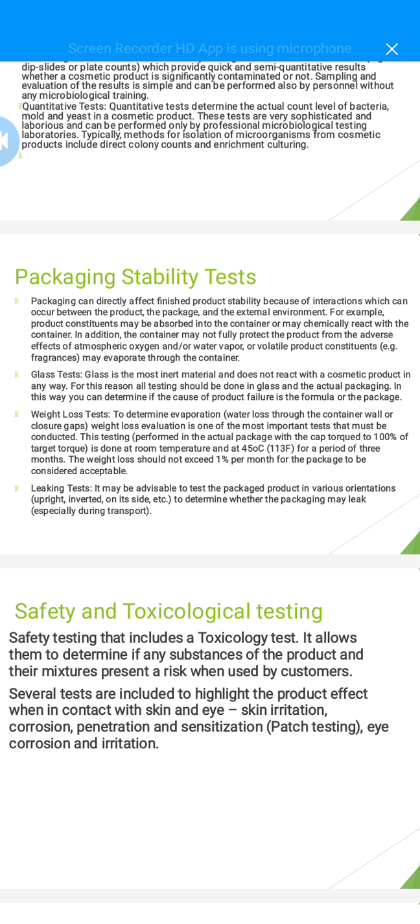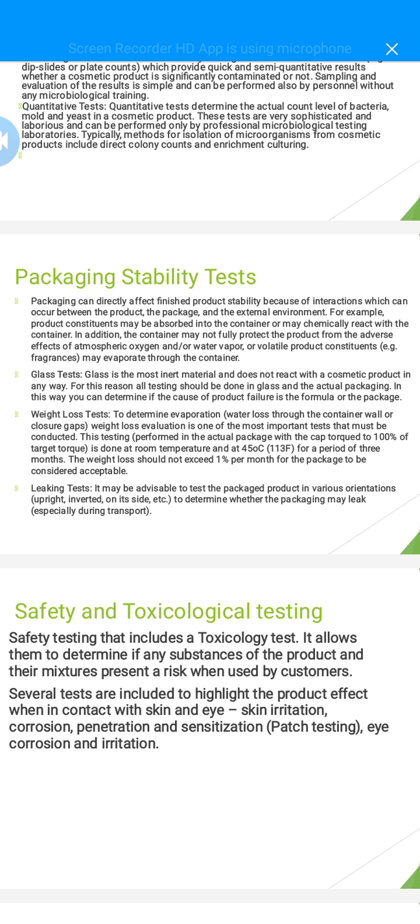Weight loss test. To determine evaporation, meaning the water loss from the product, water loss evaluation is one of the most important tests that must be conducted. This testing is performed in the actual packaging with the cap torque at 100% of target torque, at room temperature and at 45 degrees for a period of 3 months, and the weight loss should not exceed 1% per month for the package to be considered acceptable.